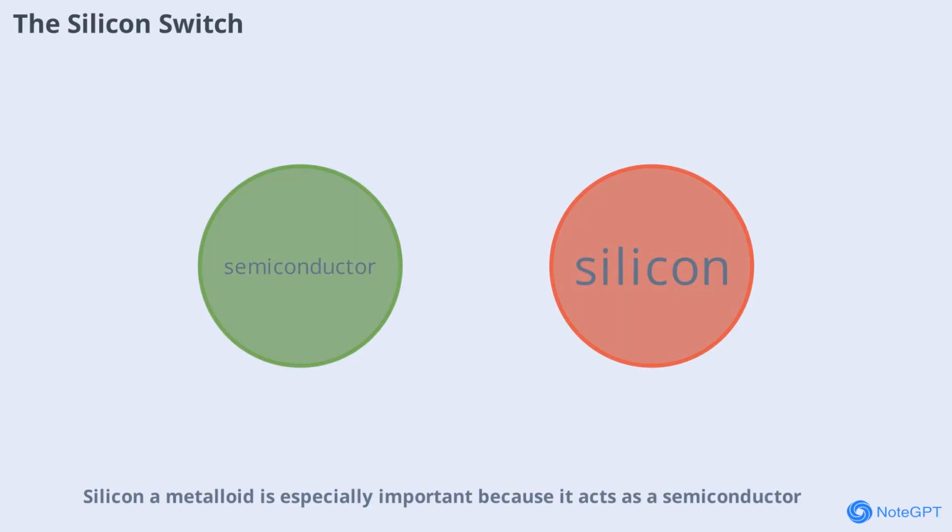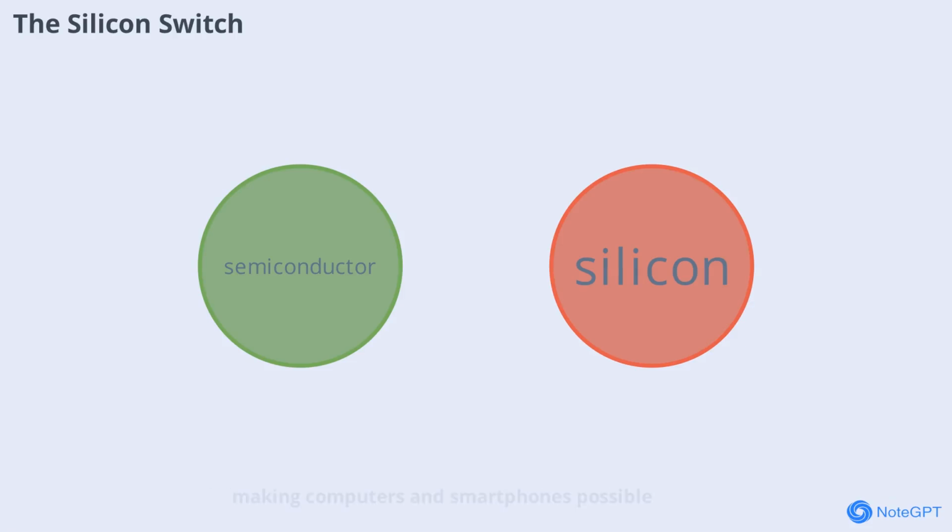Silicon, a metalloid, is especially important because it acts as a semiconductor. It can switch between conducting and insulating electricity, which is the foundation of all modern transistors and computer chips. This on-off capability has revolutionized technology, making computers and smartphones possible.